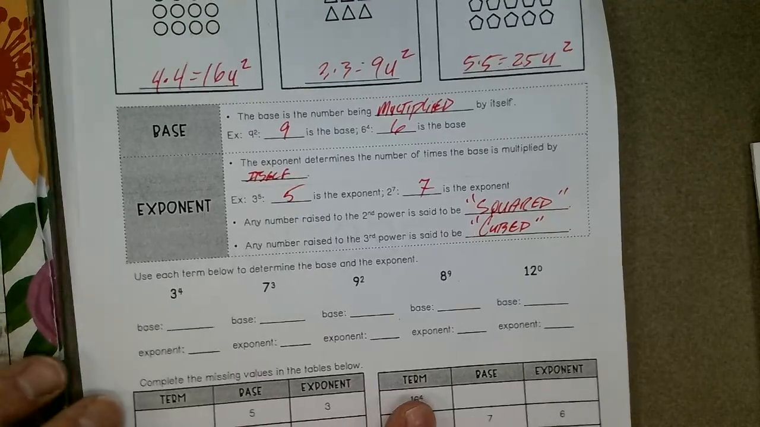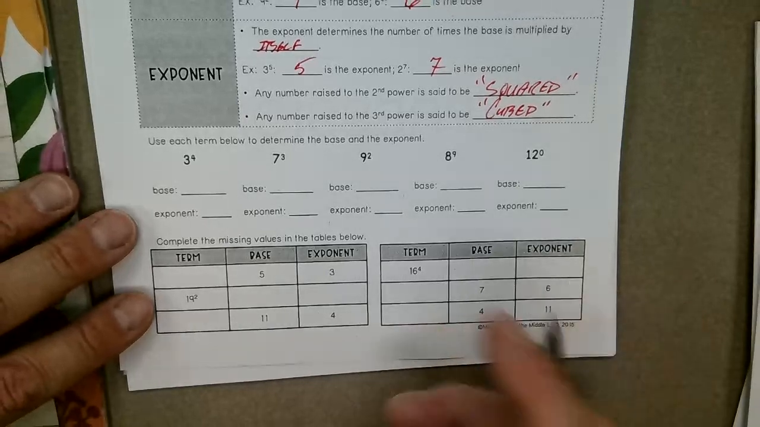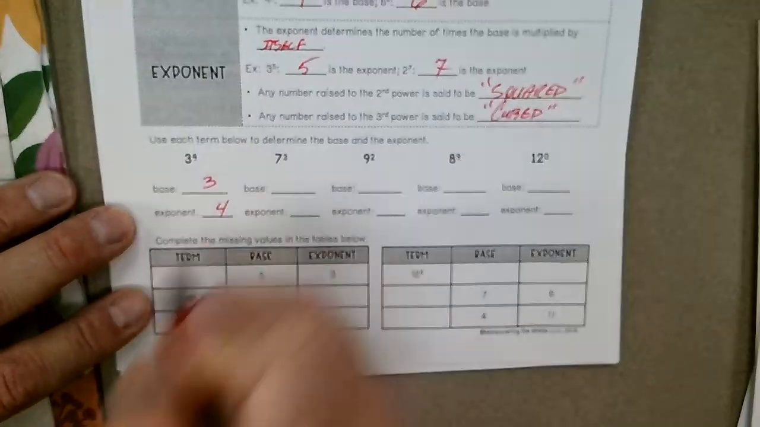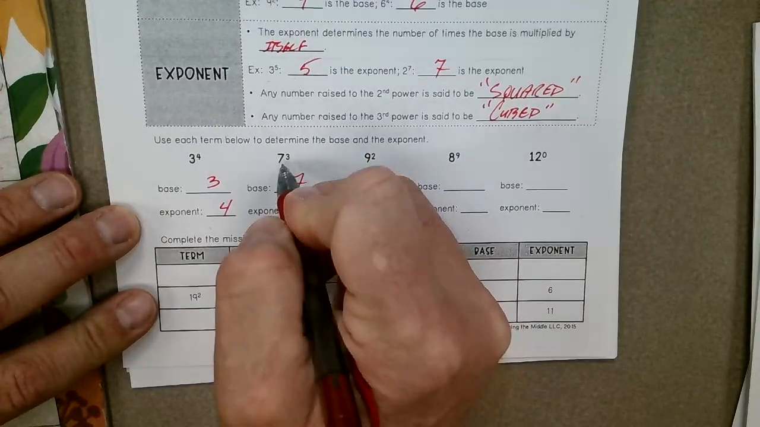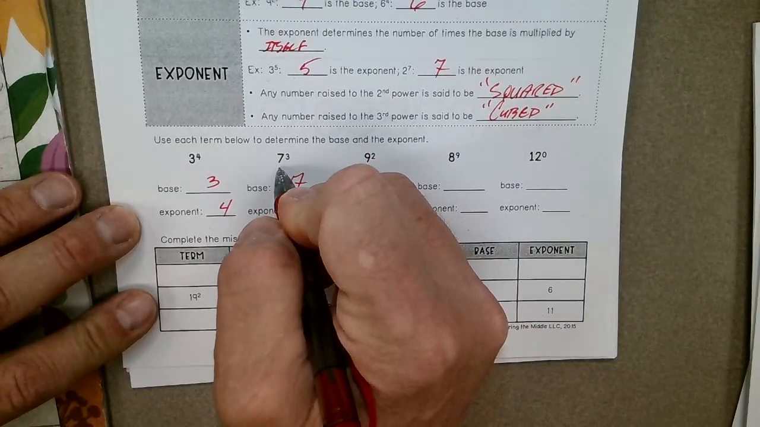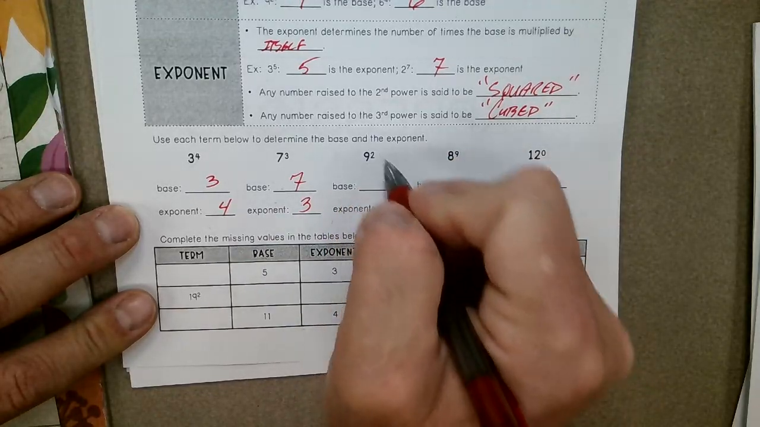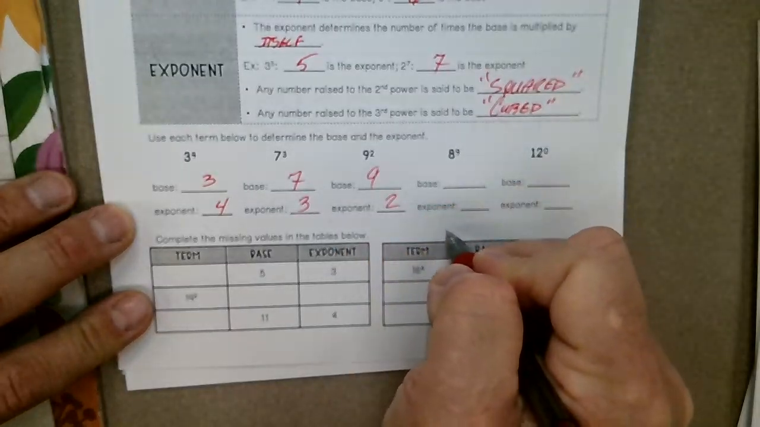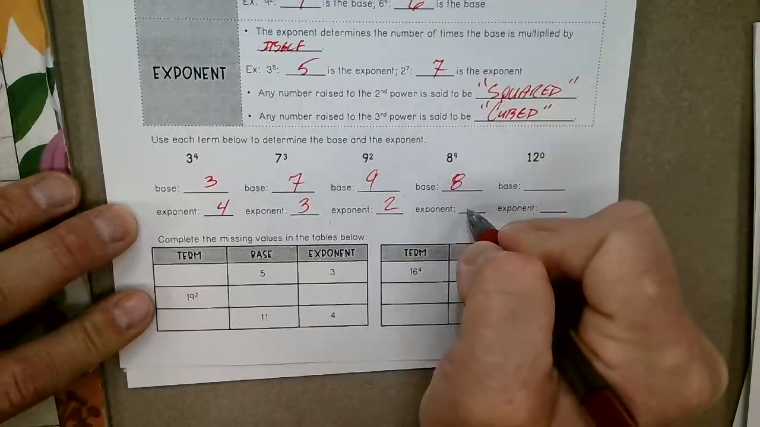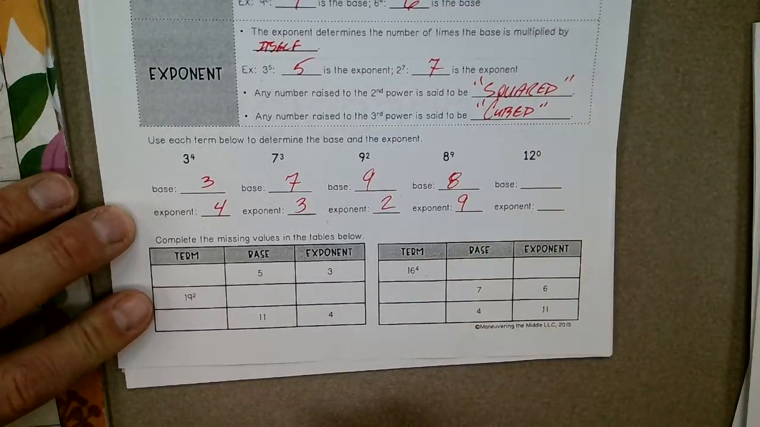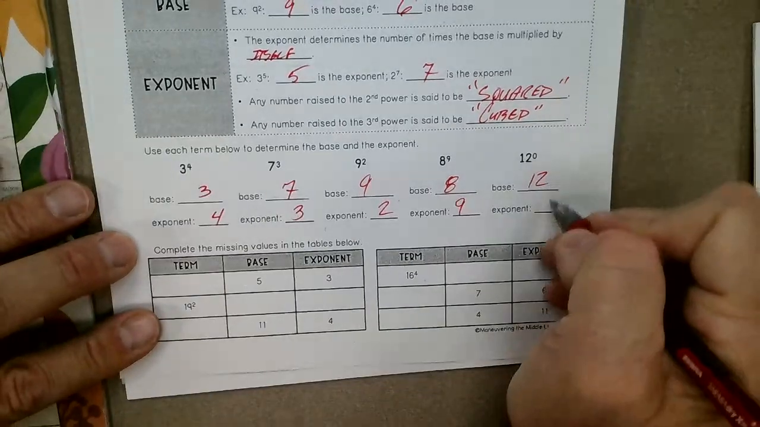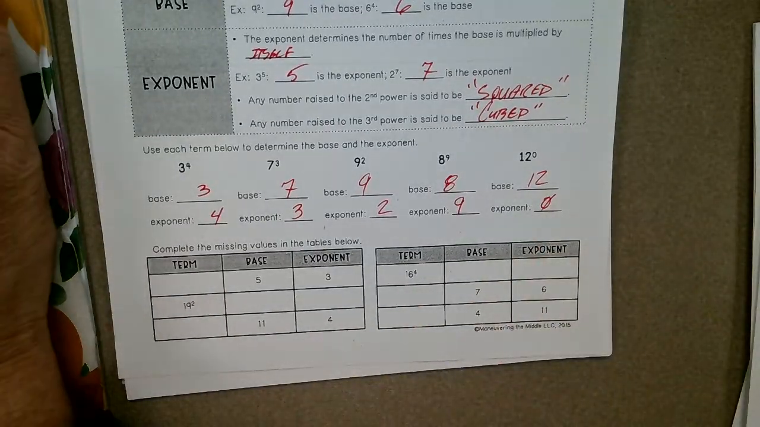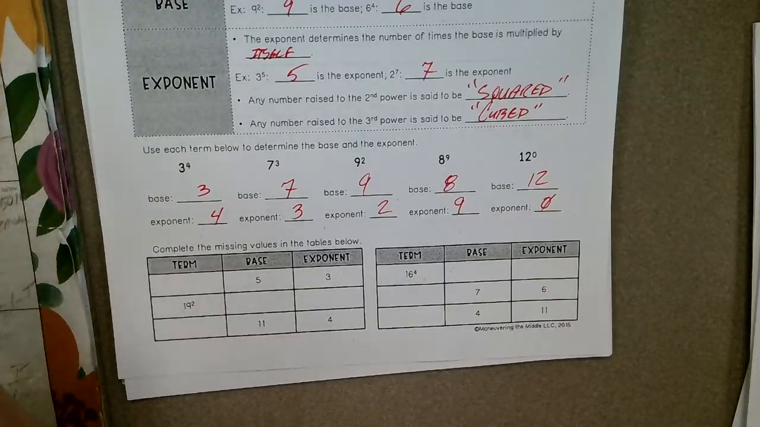All right, let's get started here. All right, quickly, pretty easy lesson. Good one to start with the way back. Our base is 3, our exponent's 4. Our base is 7, our exponent's 3. This is read 7 to the third power, or 7 cubed. 9 squared, 9 and 2, right? 8 to the ninth power, 8 is our base, 9 is our exponent, right? And then finally, 12 to the 0 power, 12 is our base, and 0 is our exponent.